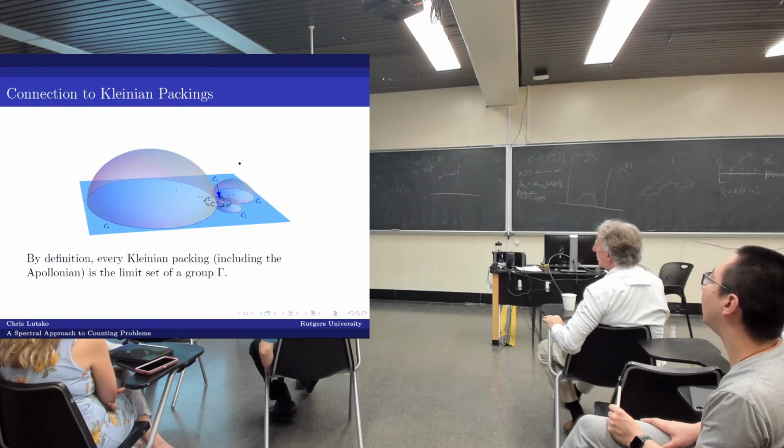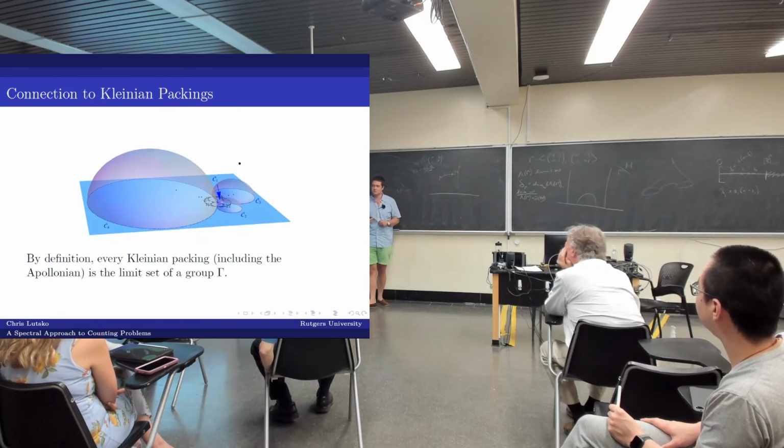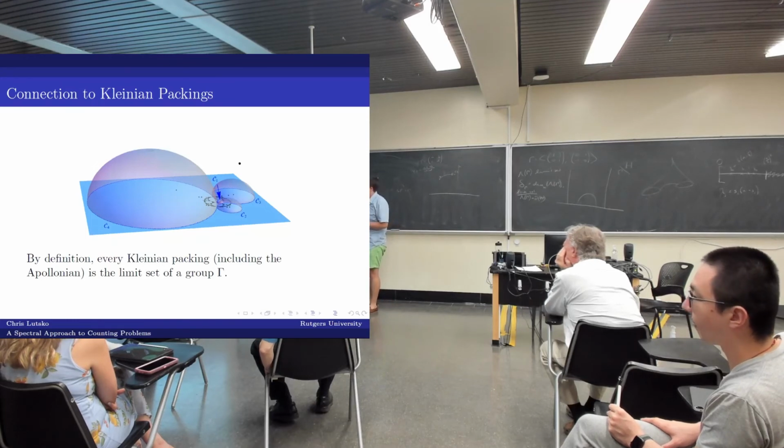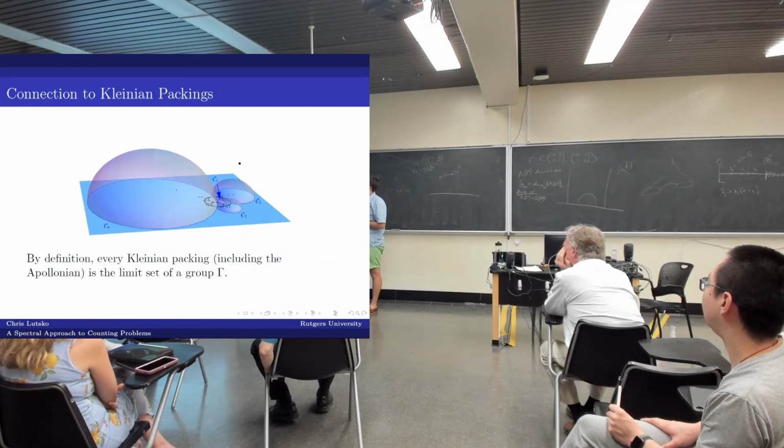So it turns out that this group, which generates my Apollonian packing, is a subgroup of the isometries. And this is how I define the Apollonian packing. And it also turns out that the Apollonian packing is the limit set under this group. And this is what I've drawn here.